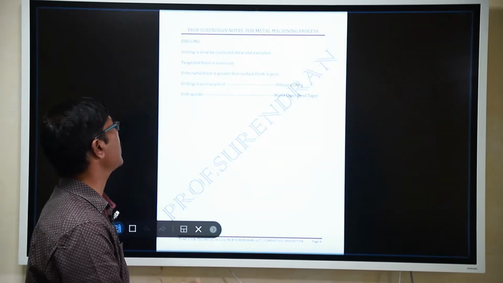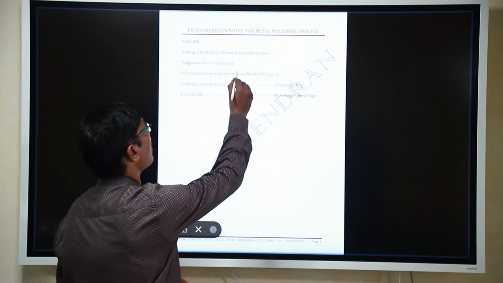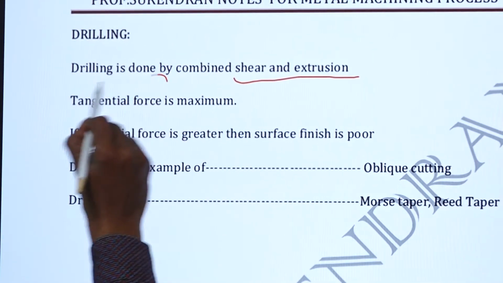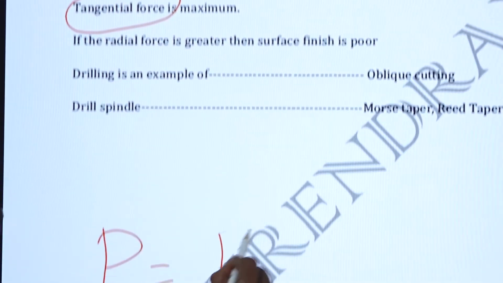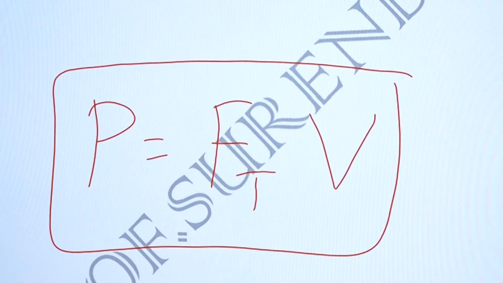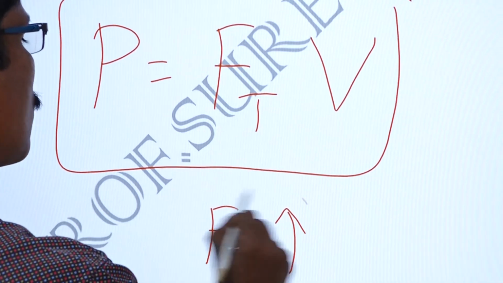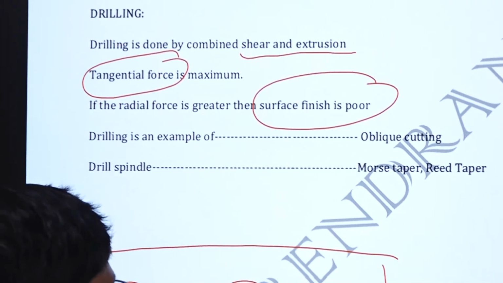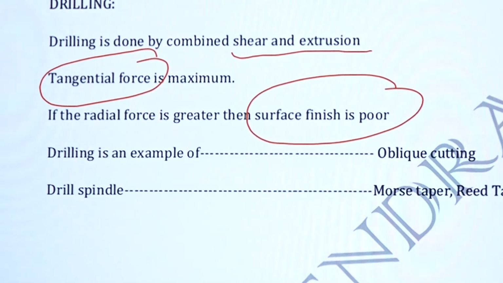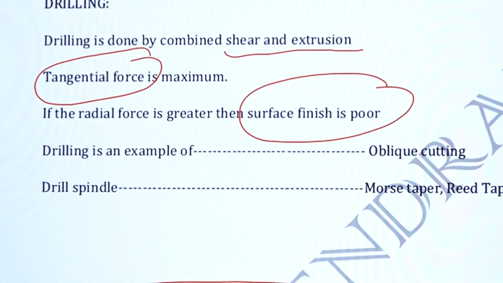Next, what do we mean by drilling? Drilling is a hole making operation. What is the principle behind drilling? The combined action of shear and extrusion takes place. The cutting action is always done by the tangential force. So we know that cutting power equals tangential force into cutting velocity. So tangential force is the important thing. Radial force is irrelevant force; if it is greater, the surface finish is poor. Drilling is an example of oblique cutting because multiple cutting edges come into action.